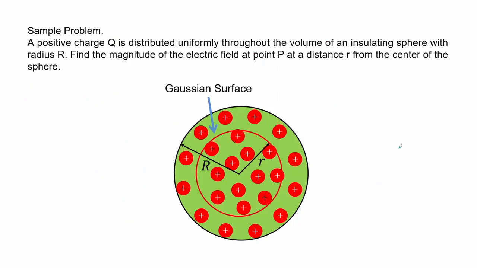Sample problem. A positive charge is distributed uniformly throughout the volume of an insulating sphere with radius r. Find the magnitude of the electric field at point P at a distance r from the center of the sphere.